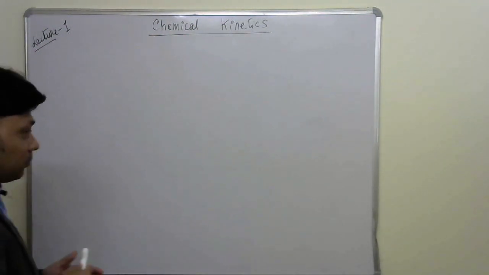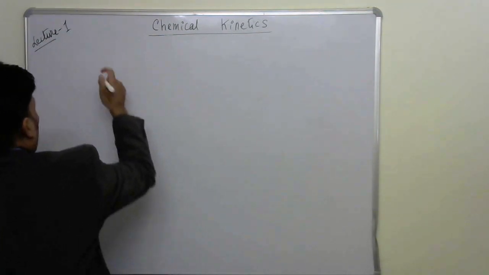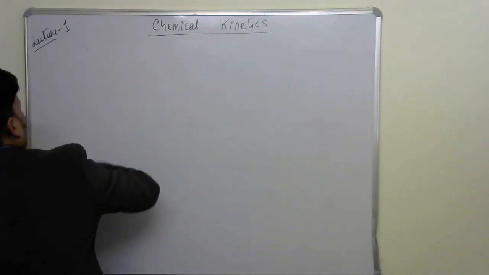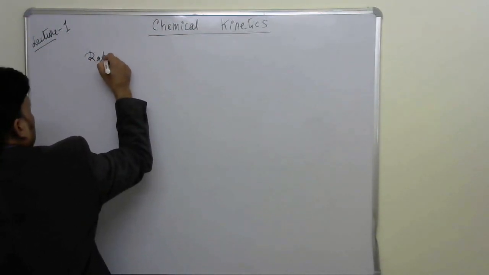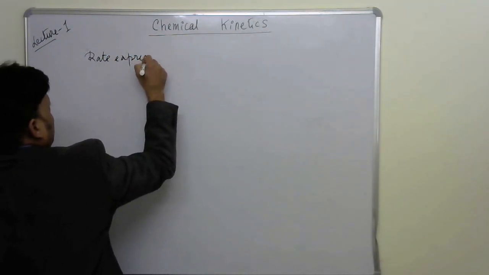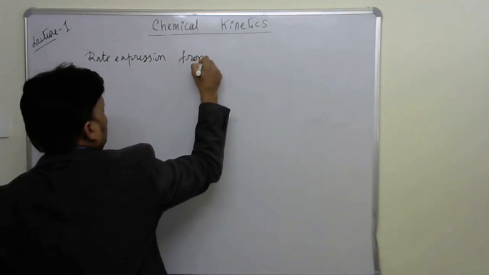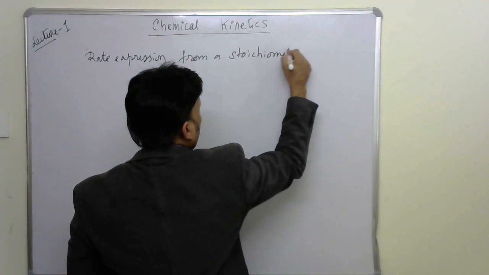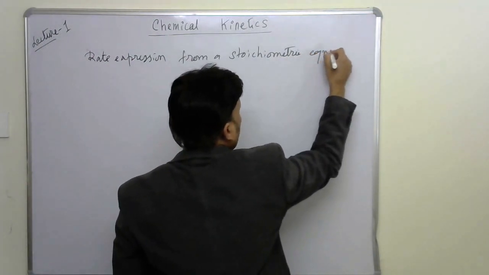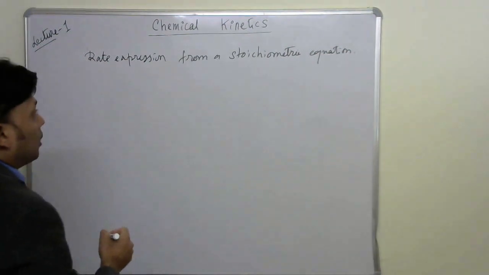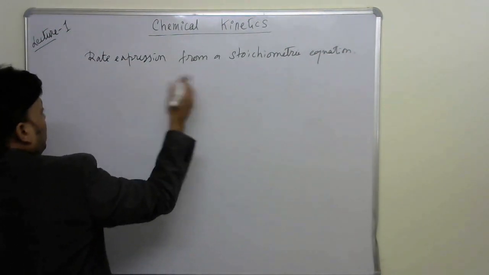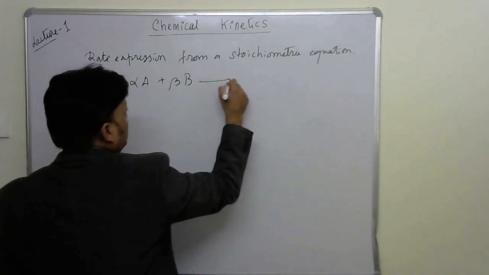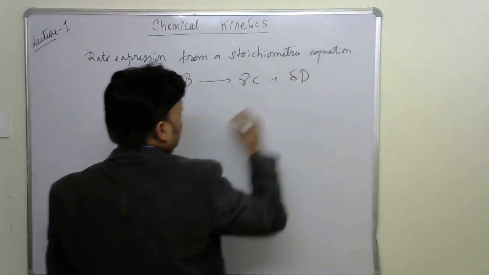Okay, so the next topic is how can we predict, or rather how can we write the rate expression from a stoichiometric equation. In other words, we have a general stoichiometric equation, so we can write that as alpha A plus beta B giving me gamma C plus delta D.